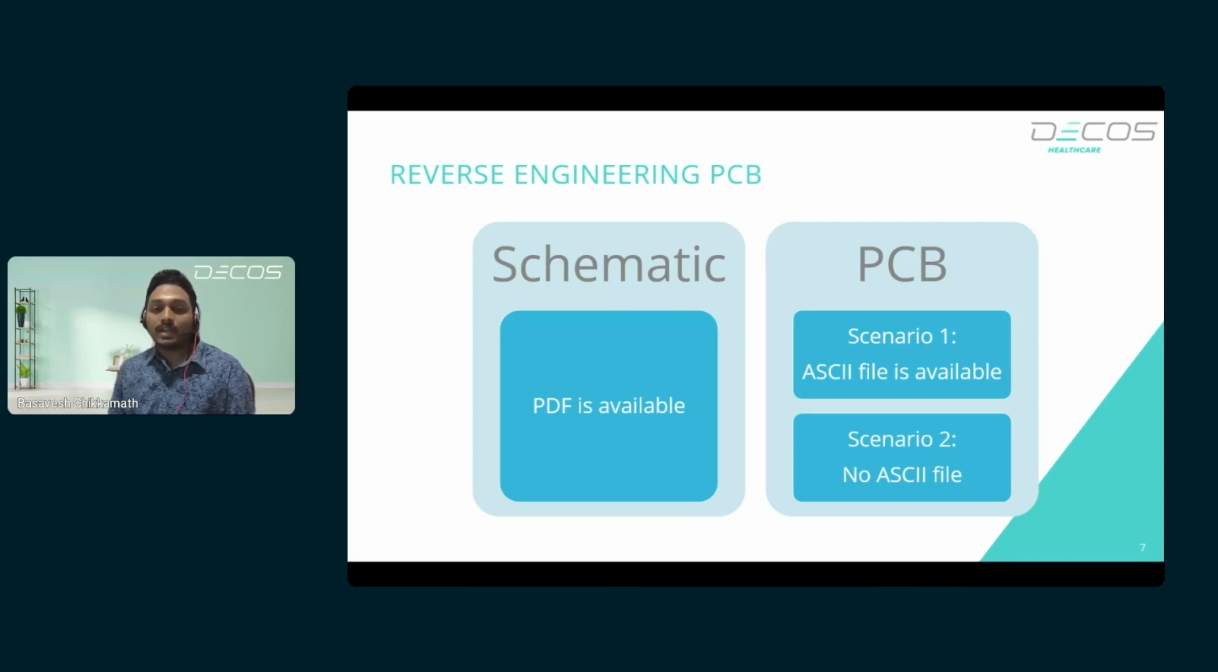Today, we'll be looking at reverse engineering of schematic when only PDF is available, and for reverse engineering of PCB layout, we'll be discussing two different scenarios. In scenario 1, we will have PDF schematic, BOM, Gerber, and PCB ASCII file available with us. In scenario 2, we will have schematic PDF, BOM, Gerber, but the PCB ASCII file will be missing.